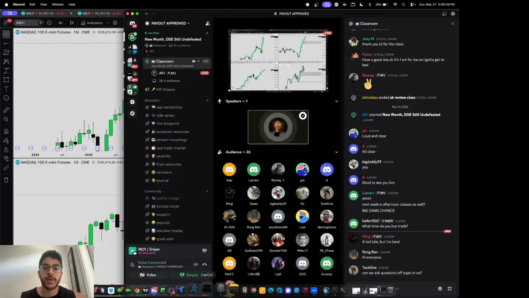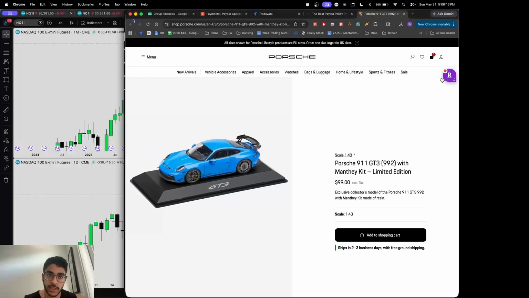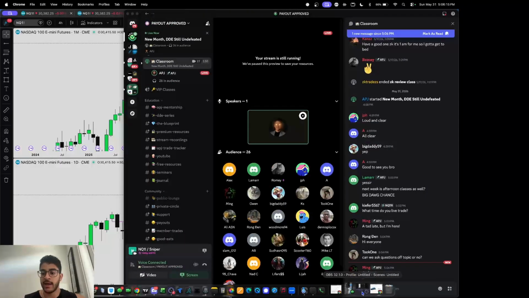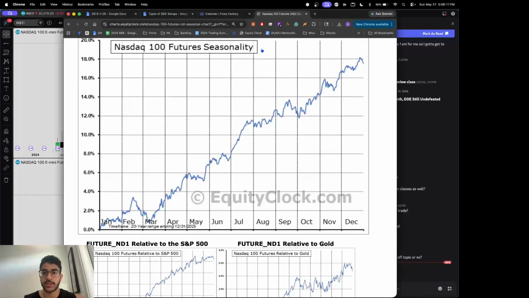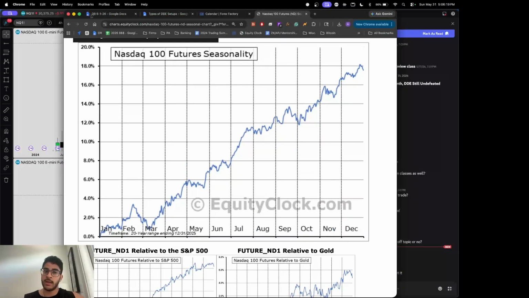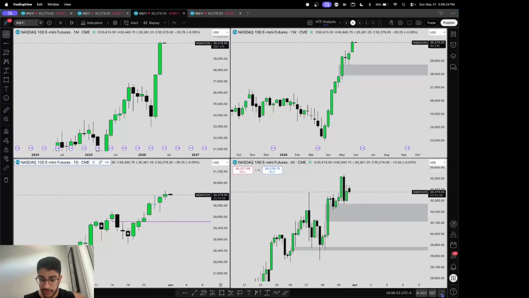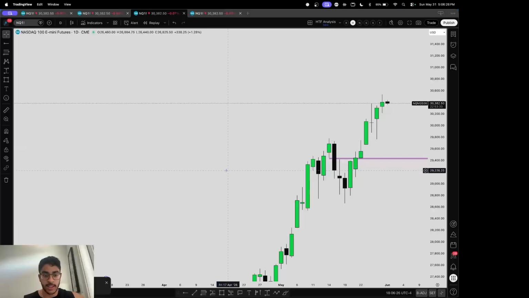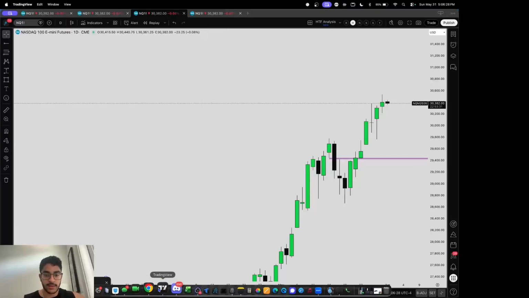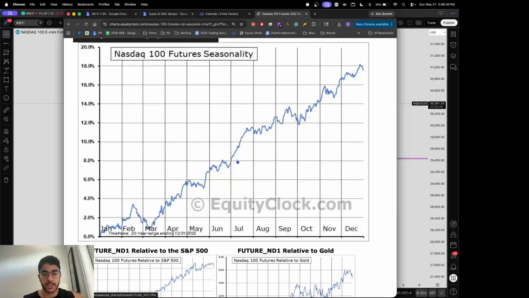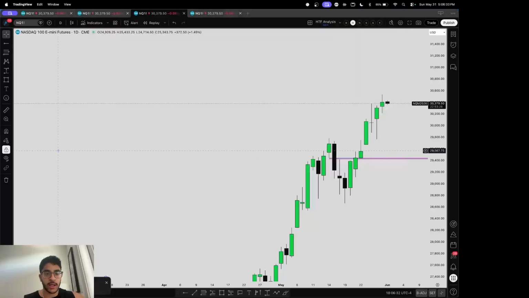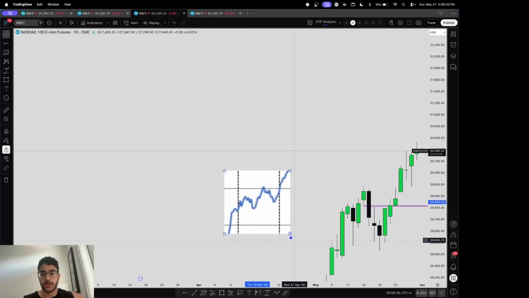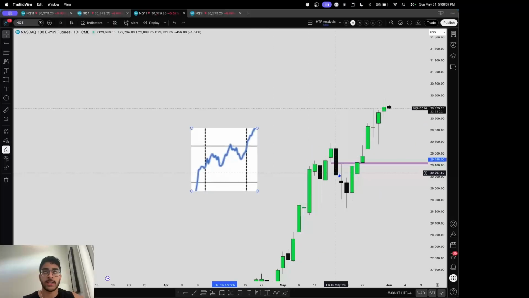Okay, now what else can you use to establish that bias and to understand the market a little bit better? Well, let me show you. We have tools, absolutely free tools. Number one, equityclock.com. You guys know how much I love Equity Clock. If you don't use Equity Clock, you guys need to start using it. If you just type in Equity Clock on your browser, equityclock.com, go to charts, go to NASDAQ 100.